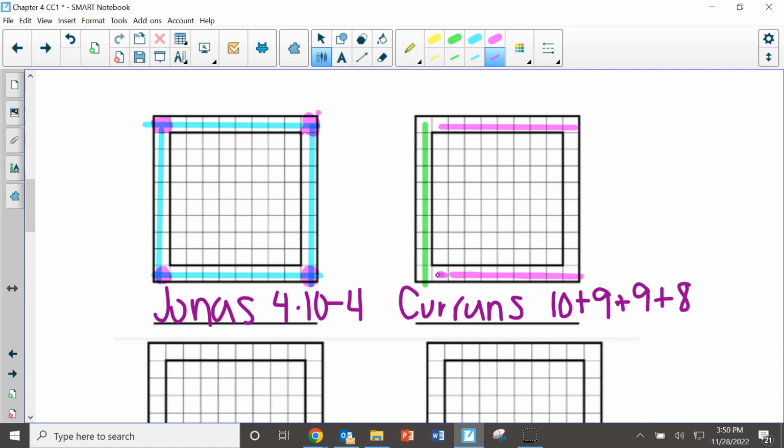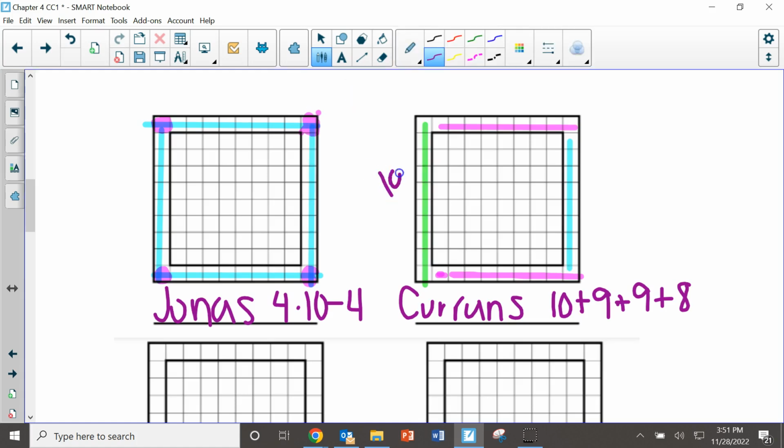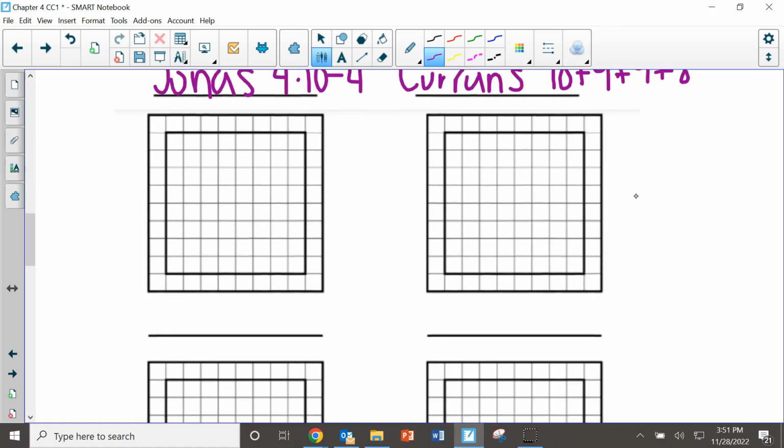And then this 8 came from what was left over here. So this one is a lot easier when you draw it out because it's a lot easier when you see it. So he did one full side, what was left of the sides touching that one, and then what was left of that remaining side. So here's where the 10, the 9, the 9, and the 8 came from. That's how he figured out how many tiles there were. Okay?